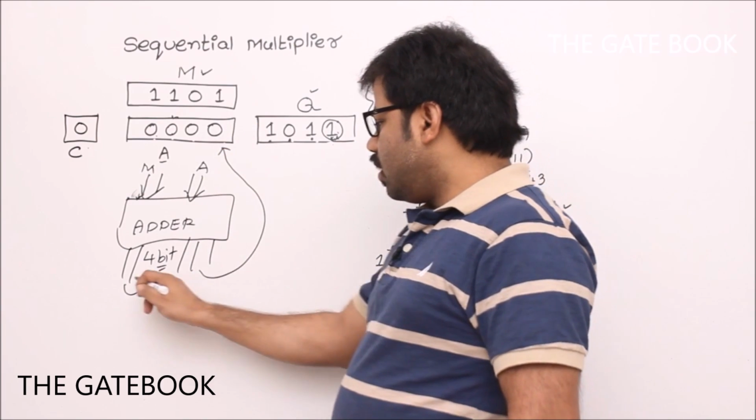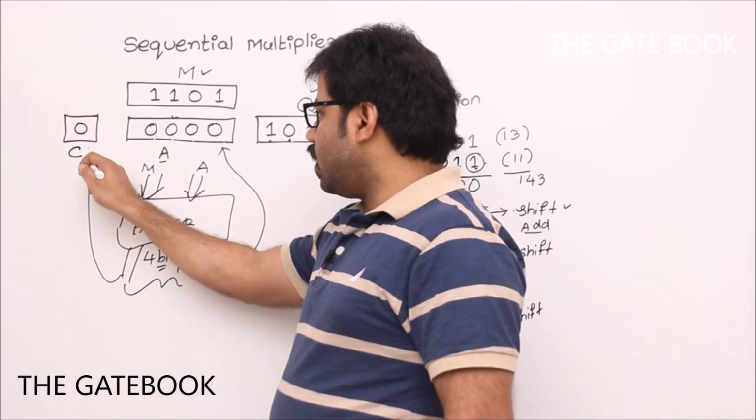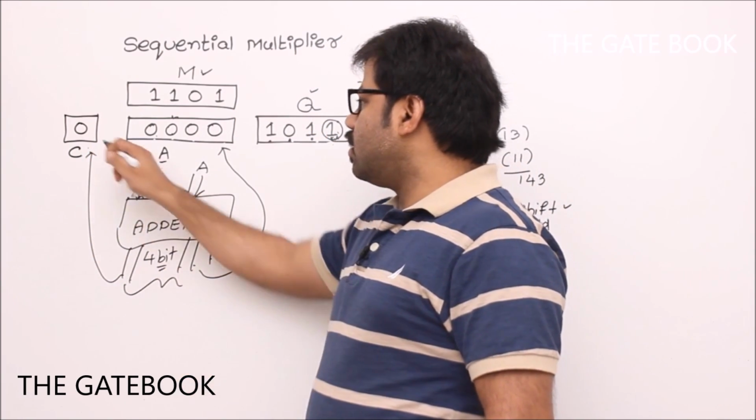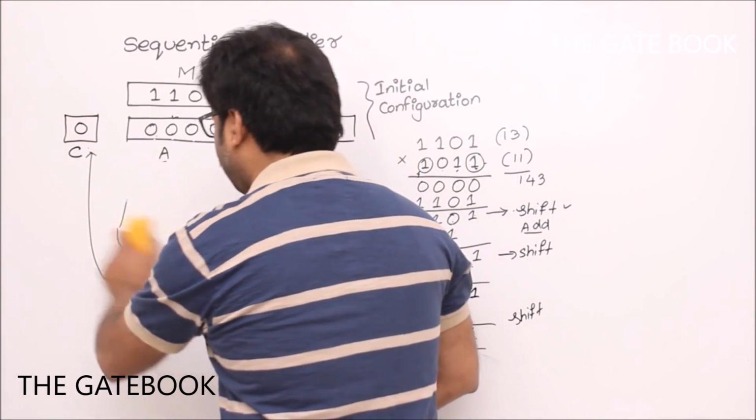Okay, that means these 4 bits are connected back to this register. This bit is connected to C. That's why once addition is done, the result will go to C comma A. Okay, let us see that.